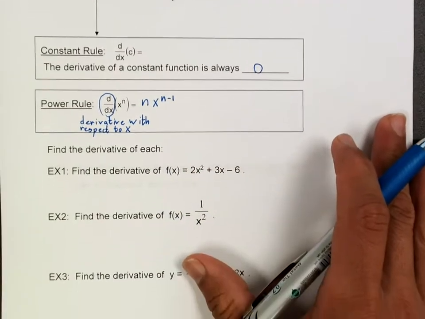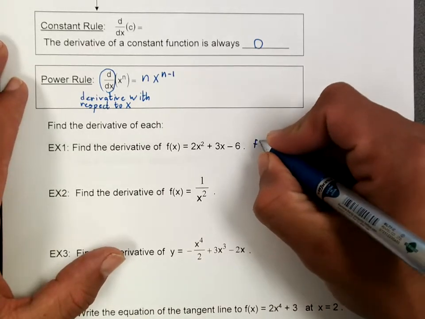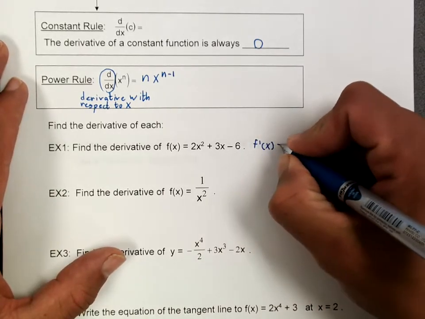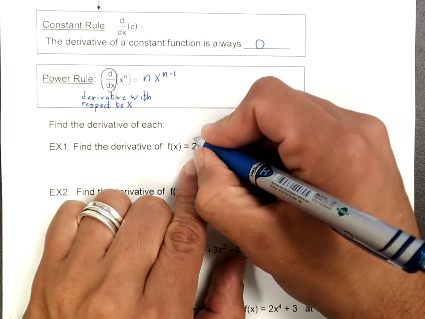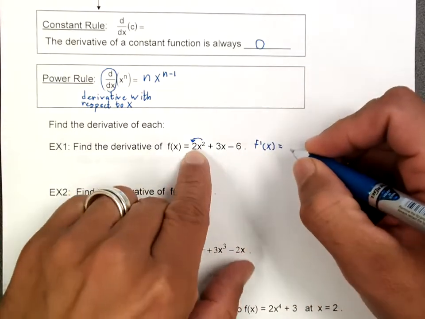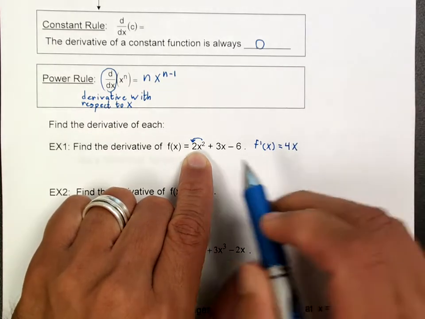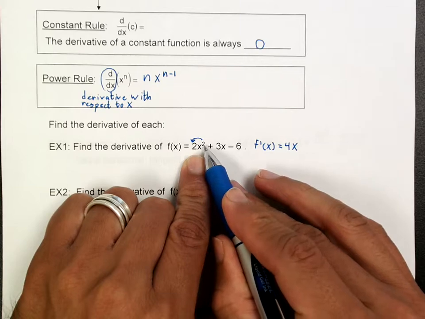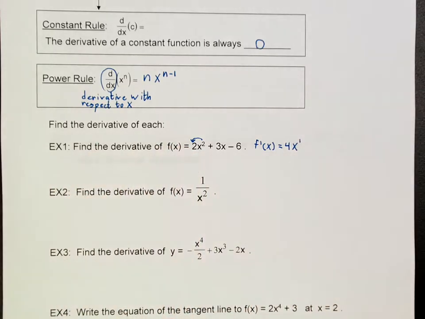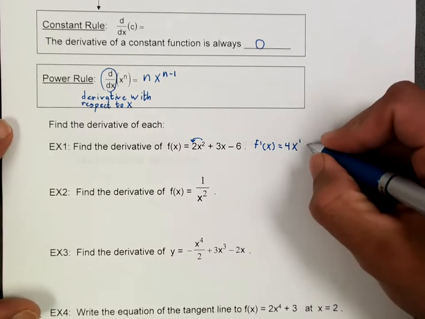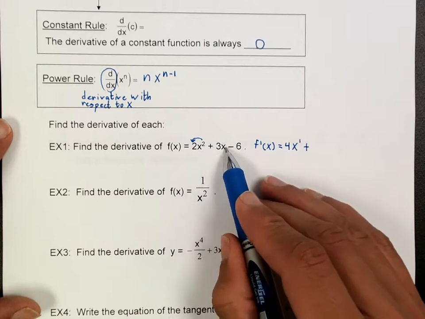For our example, if I ask you what is the derivative of this right here, you would bring this 2 in front and then multiply it times that other 2. So this right here would be 4x. And then when I subtract 1 from this power, I would get 4x to the first power, or just 4x.